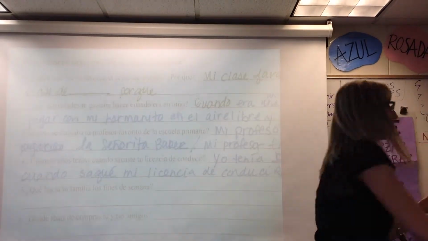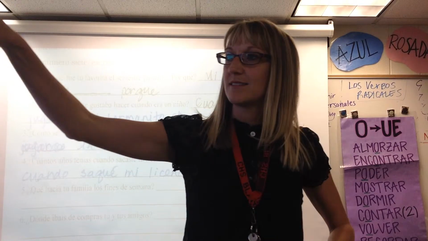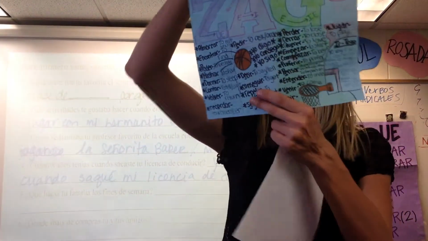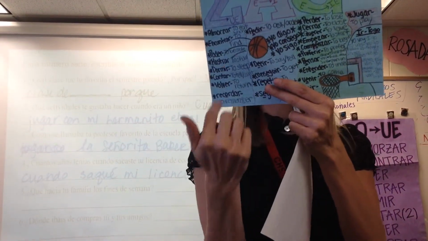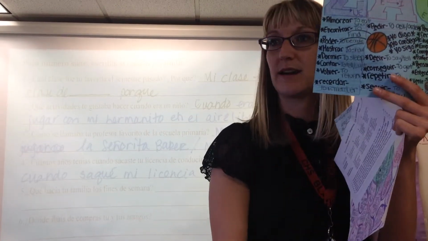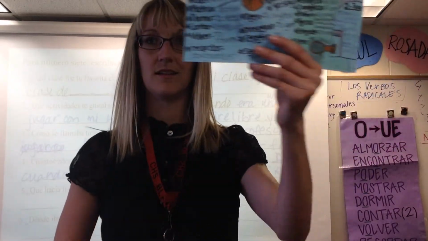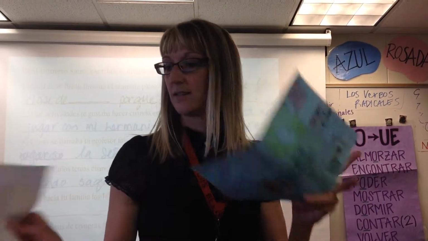Okay, this one right here was a big Zag fan. Okay? Zags. So they put the Zags, and the Z's were her O to U-E's. The A was her E to I. The green group and the red group. Okay? Then, we have one more.